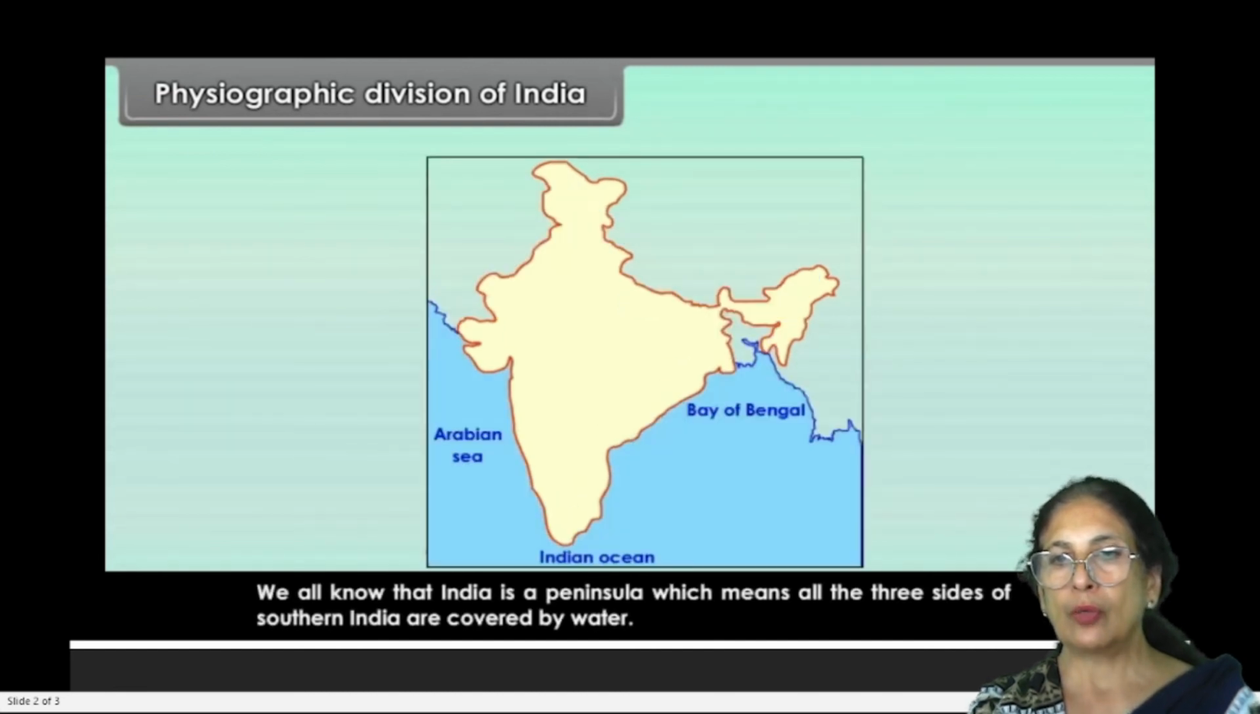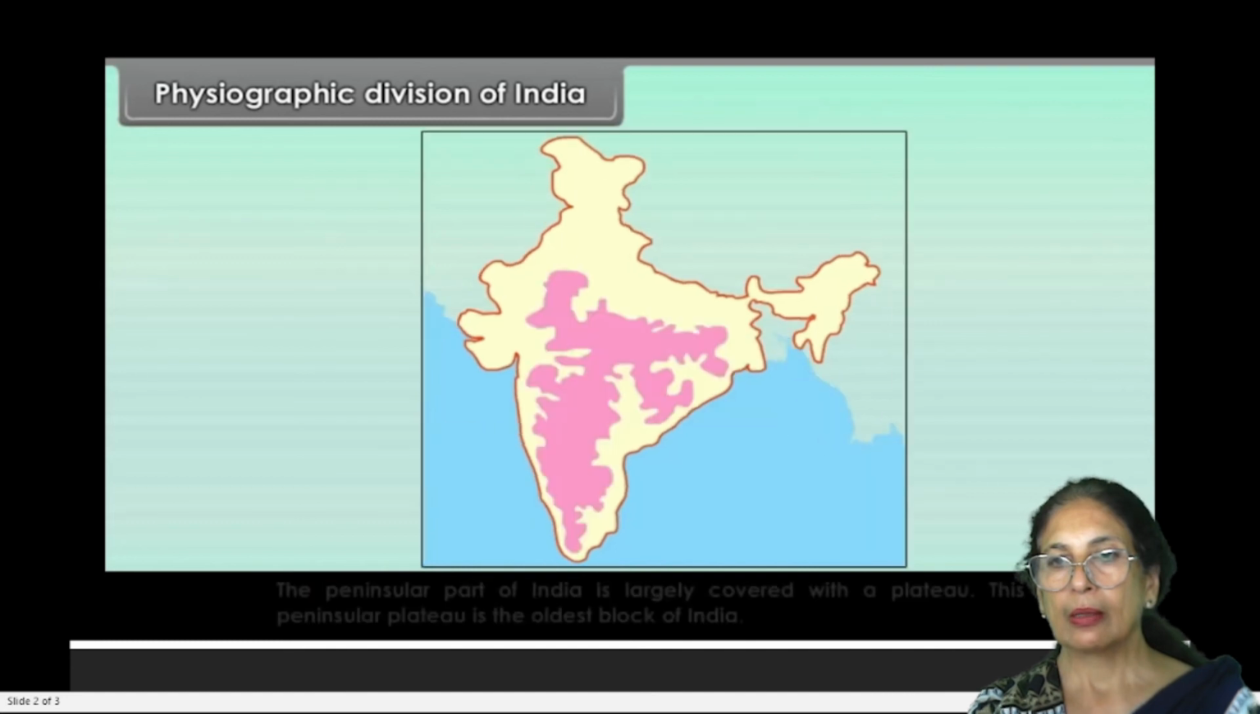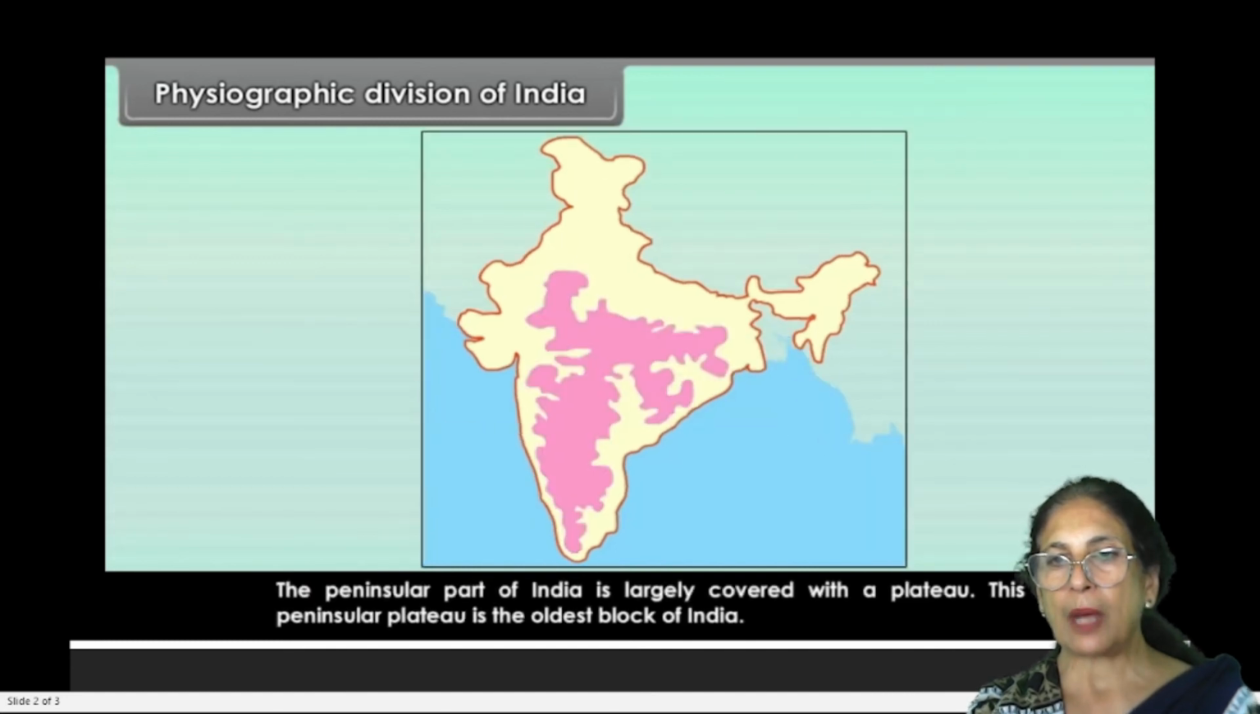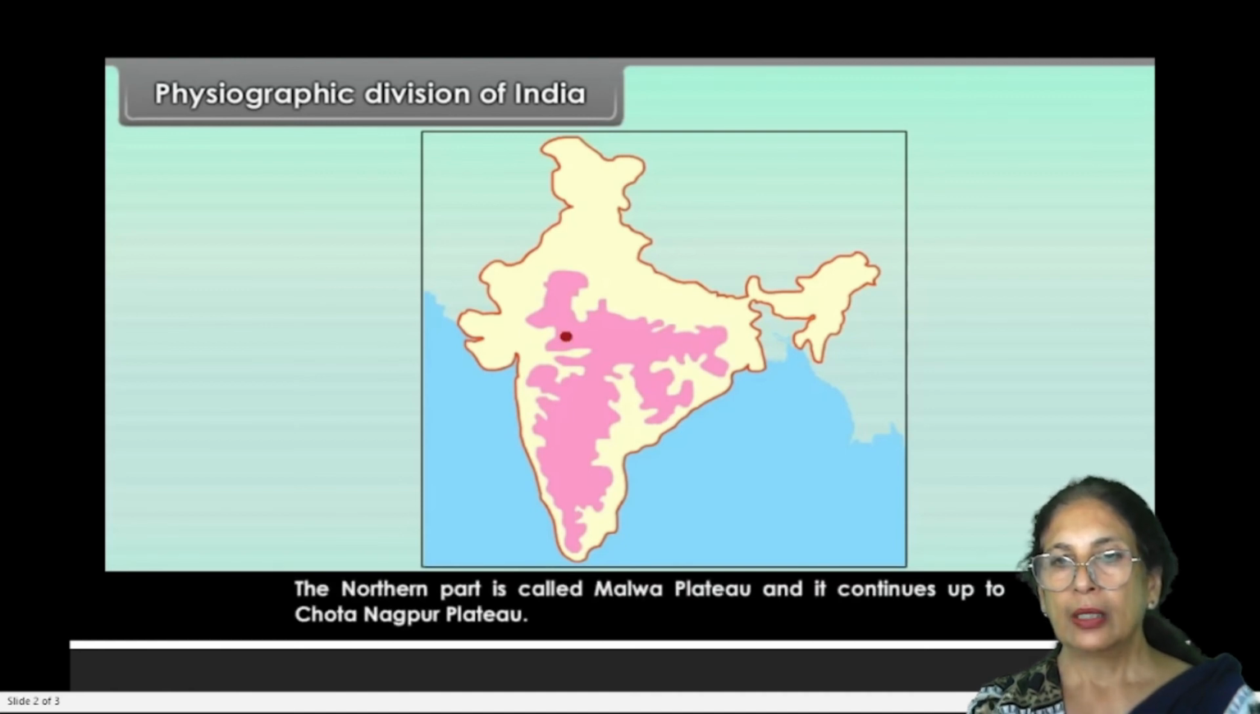We all know that India is a peninsula, which means all three sides of southern India are covered by water. The peninsular part of India is largely covered with a plateau. This peninsular plateau is the oldest block of India. The northern part is called the Malwa Plateau and it continues up to the Chota Nagpur Plateau.